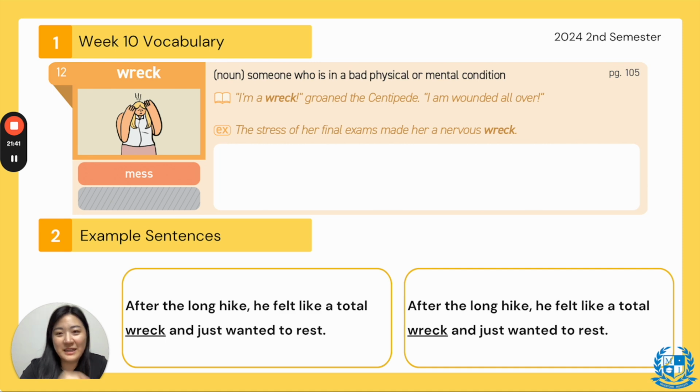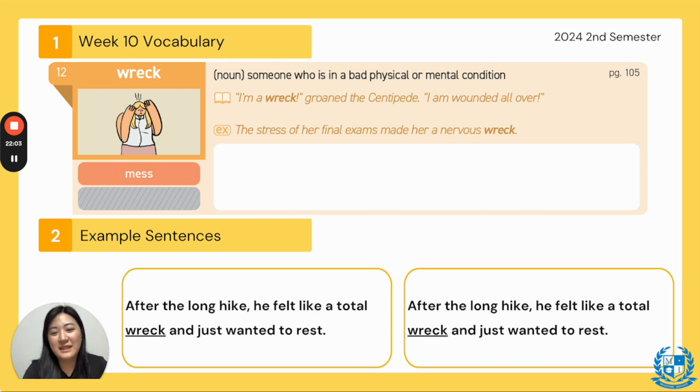Example, let's read together. 1, 2, 3. The stress of her final exams made her a nervous wreck. Meaning she was, I don't know what to do. All my tests are coming. It's so much stress. She was a wreck. That means she was in a bad mental condition.